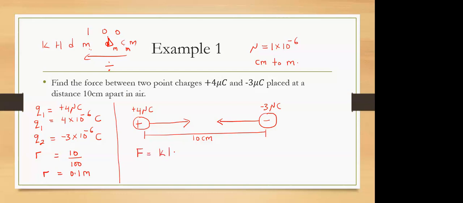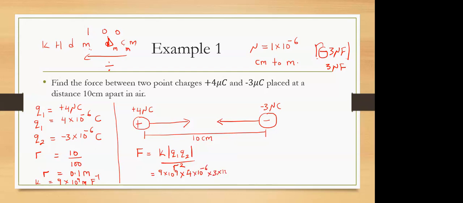So we shall say force is equal to K times the magnitude of charge 1 times charge 2, all over R squared. K is equivalent to 9 times 10 power 9 newton meter squared per coulomb squared. Our K will be 9 times 10 power 9, then times. The use of the magnitude here is to absorb any negative. Whenever you have a negative charge, say negative 3 microcoulomb, and you put it in magnitude, the negative is absorbed by the magnitude. So that is the same as a positive. So whenever you're calculating, you don't carry the sign. So I'll have now 4 times 10 power negative 6 times 3 times 10 power negative 6, everything divided by 0.1 squared.